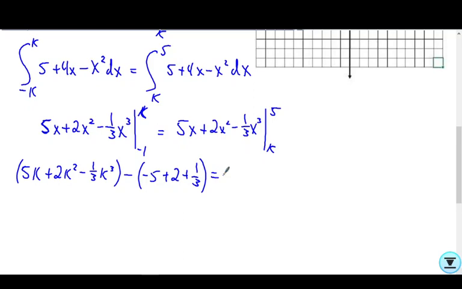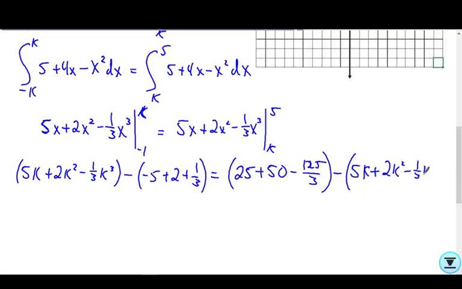And that's going to be equal to, and on this side we plug in 5 first. So this is 25 plus 75. No, 50. I'm getting ahead of myself. 50 minus 5 cubed, which is 125 over 3, minus, and plug in k, 5k plus 2k squared minus 1/3 k cubed.